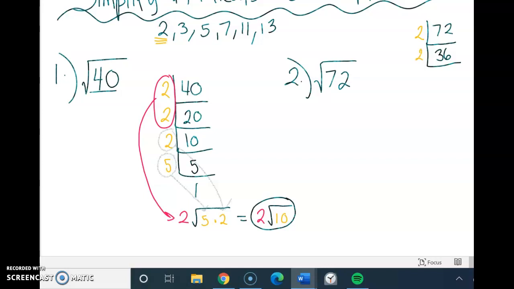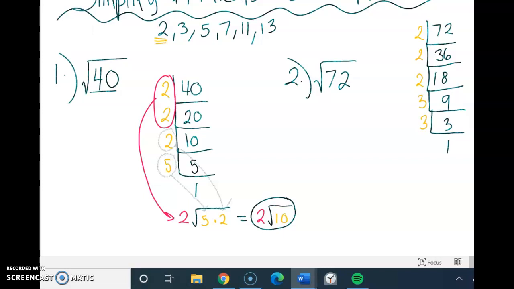Okay, so 36 divided by 2 would give me 18. 18 divided by 2 would give me, well, the smallest number that goes into 18 is 2. So 18 divided by 2 would give me 9. Now, the smallest number that goes into 9 would be 3. Okay, 9 divided by 3 would give me 3. Smallest number that goes into 3 is 3. 3 divided by 3 would give me 1.